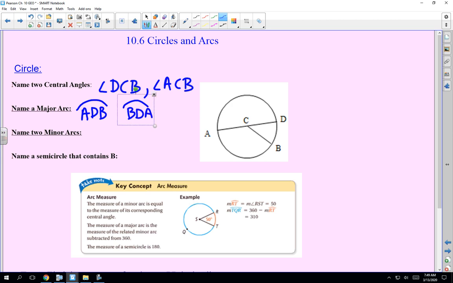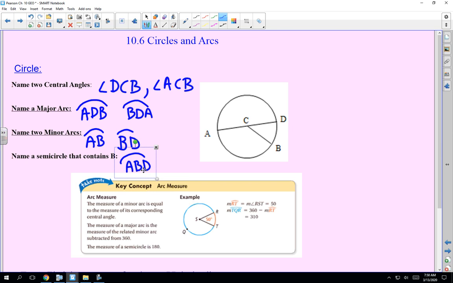Minor arcs are less than 180, so we usually use just 2 letters to name a minor arc. Something like AB or DB, or BD, would be minor arcs. A semicircle that contains B would be arc ABD, and it includes half of the circle.